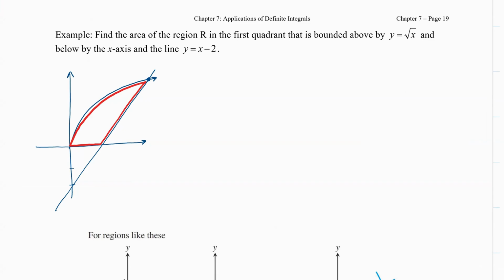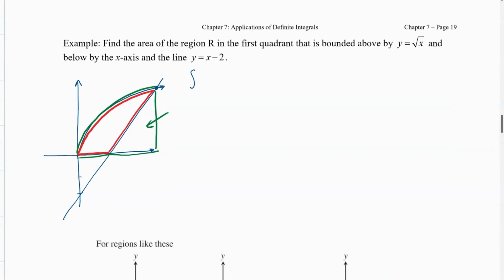We might want to do a couple of different things to make this work. If we want that red region, we could find the area of, let's say, this green region, and then subtract out that triangle and get something like the integral from, well, first of all, we're going to need to know what that intersection is.